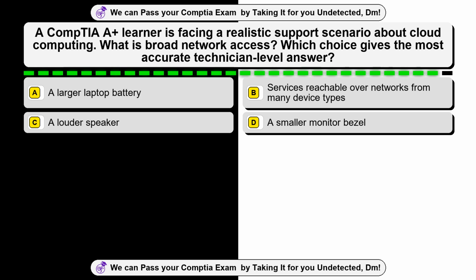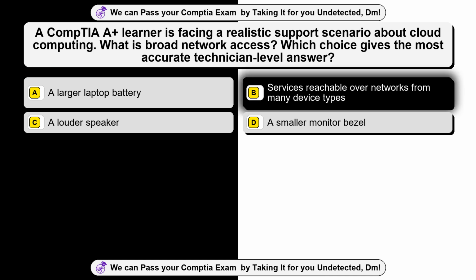Question 21. A CompTIA A+ learner is facing a realistic support scenario about cloud computing. What is broad network access? Which choice gives the most accurate technician-level answer? Option A, a larger laptop battery. Option B, services reachable over networks from many device types. Option C, a louder speaker. Option D, a smaller monitor bezel.